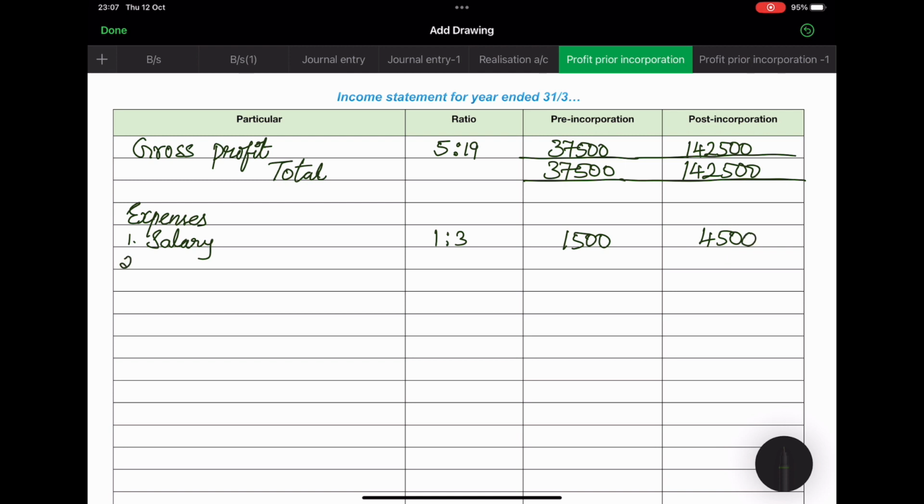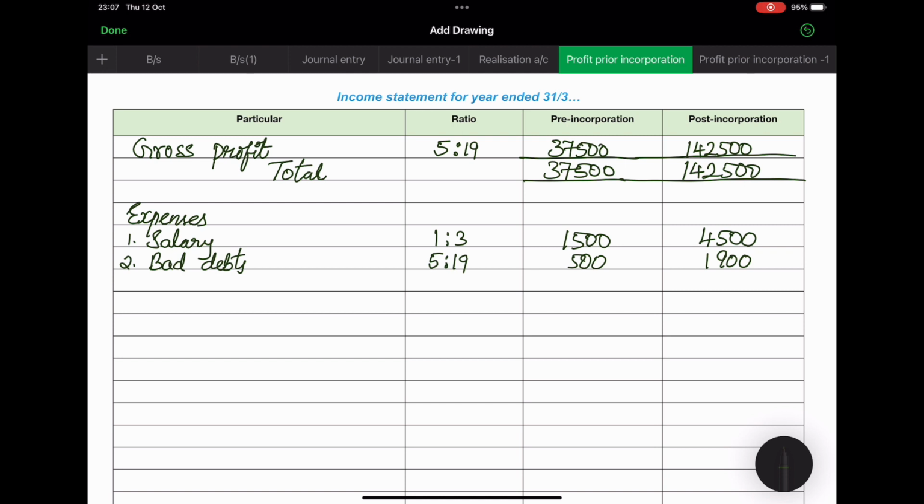Next they have given bad debts. Bad debts is purely based on sales, so 5:19. So 2,400 into 5 by 24. We will get 500 as the value in the pre-incorporation period, and then 1,900 in the post-incorporation period.